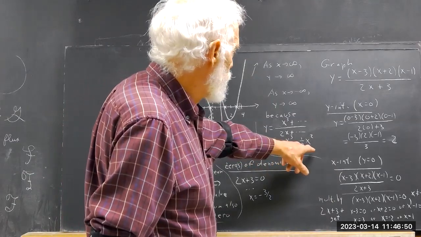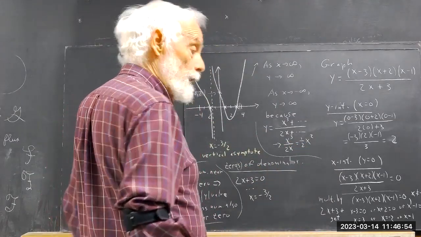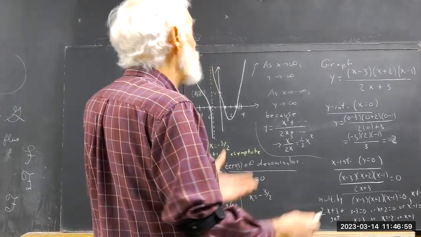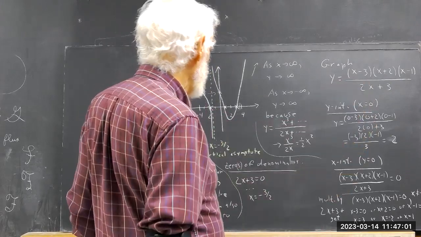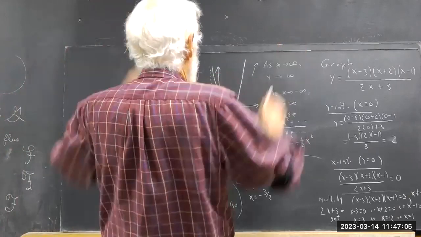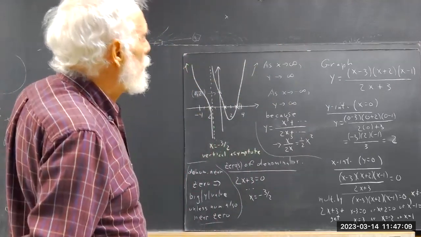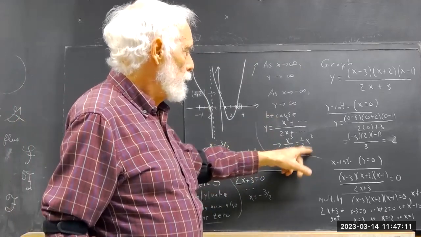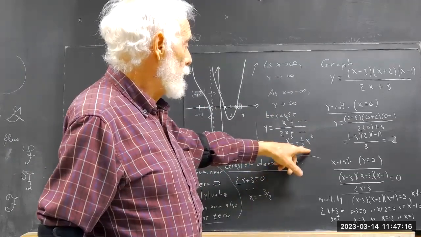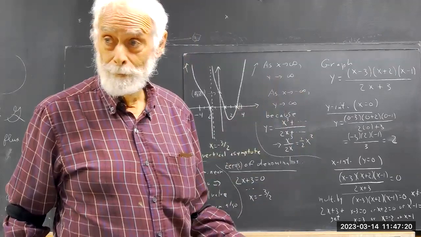Y approaches 1/2 x squared as x approaches infinity. So the graph pretty much acts like the graph of 1/2 x squared. Just like you got this parabola here, goes up on this side, up on this side. As x goes to infinity, 1/2 x squared goes to plus infinity. As x goes to negative infinity, 1/2 x squared goes to plus infinity.